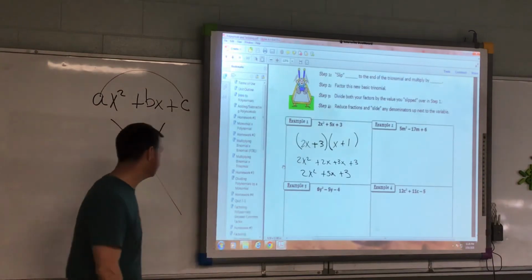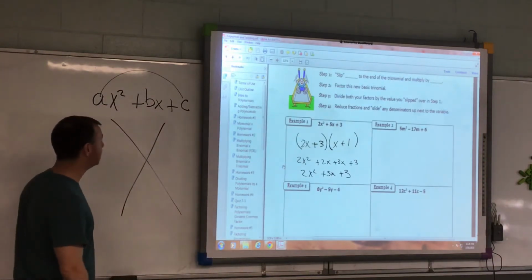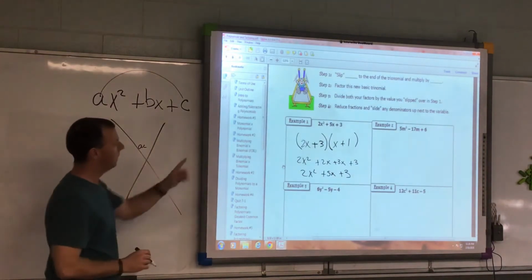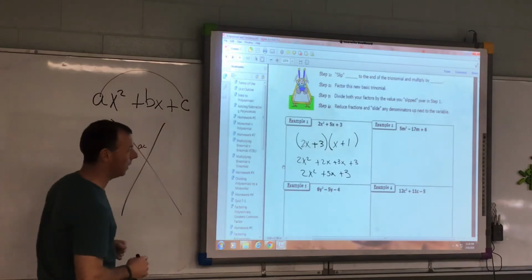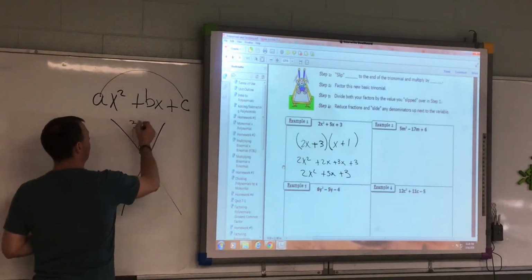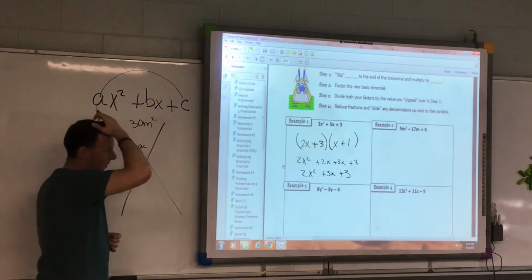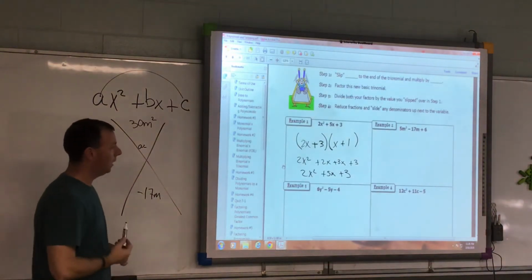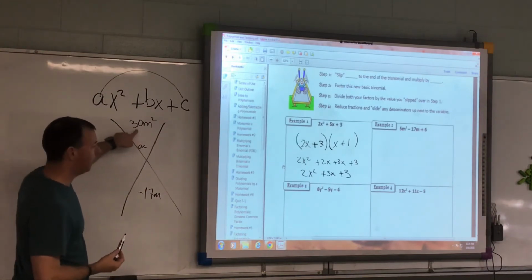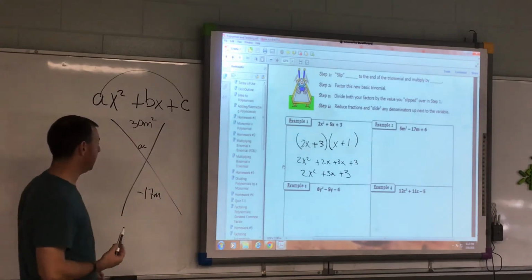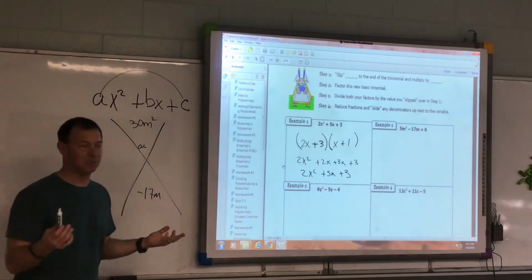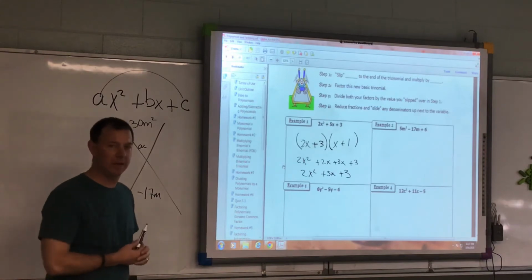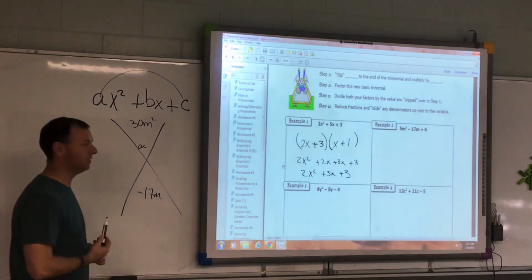I'm going to do A times C, or 5 times the 6. That goes on top. So I'm going to do 5m squared times positive 6, which is 30m squared. That has to add up to negative 17m. So I'll be looking for things that multiply together to get 30 and add up to negative 17. Yes, you're still going to have to know your multiplication facts.